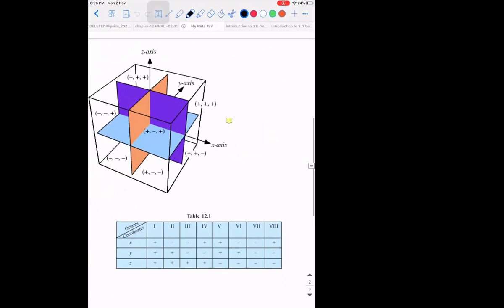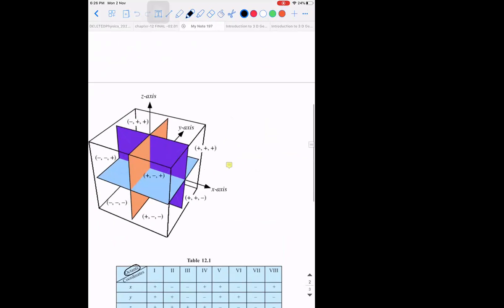Now you're able to visualize it. Like what I tried to show. So I have a cube. A cube is actually broken into 8 parts. Those 8 parts are technically called octants.